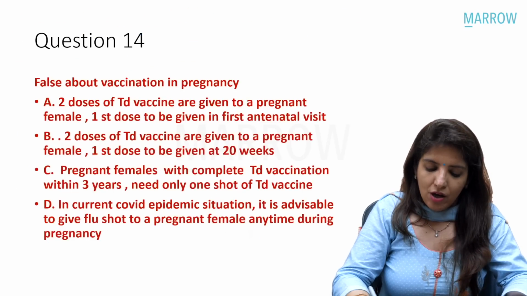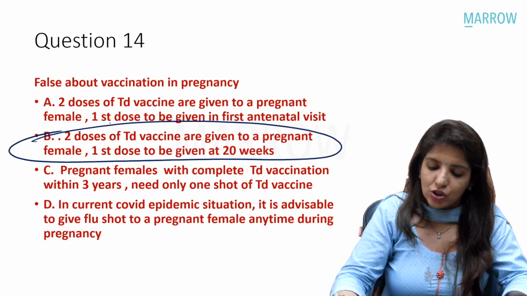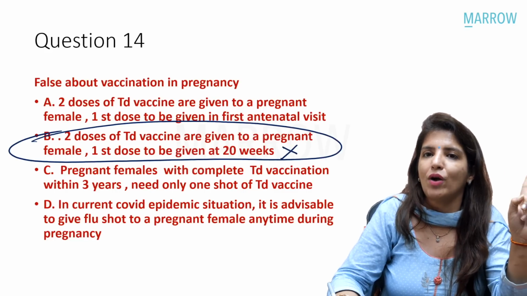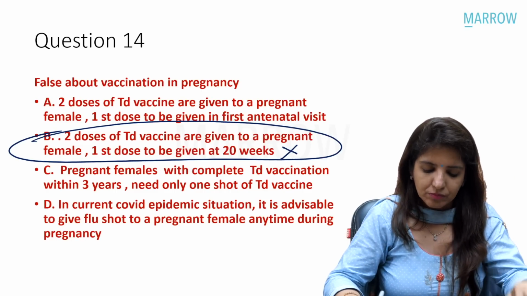So over here, option B, which was saying that 2 doses of TD vaccine are to be given, first dose at 20 weeks, is wrong. Earlier it was said that 20 weeks, but now it is said that you have to give it at the first antenatal visit, right? Clear?